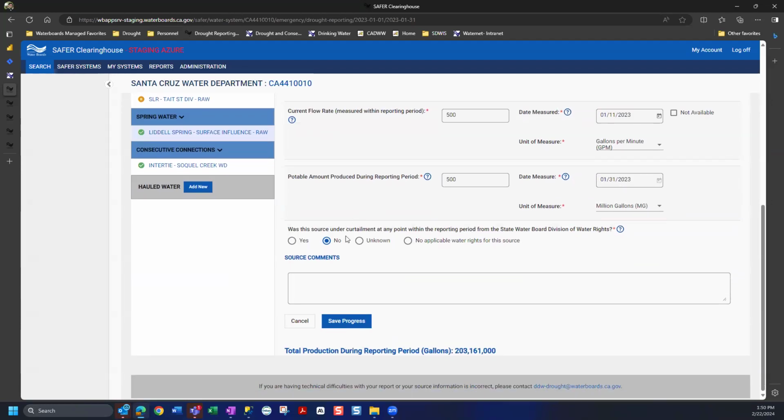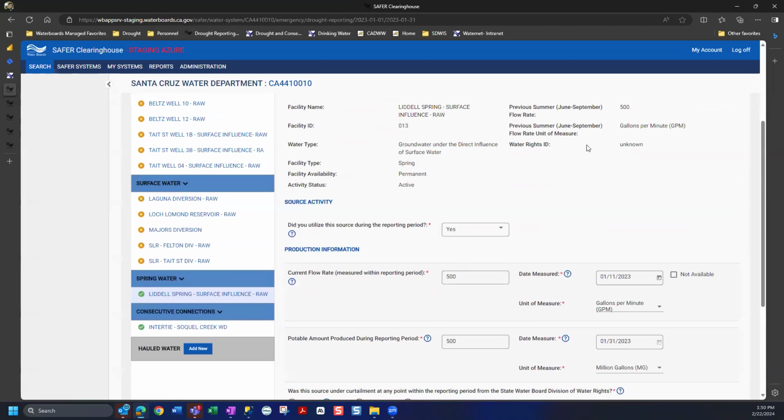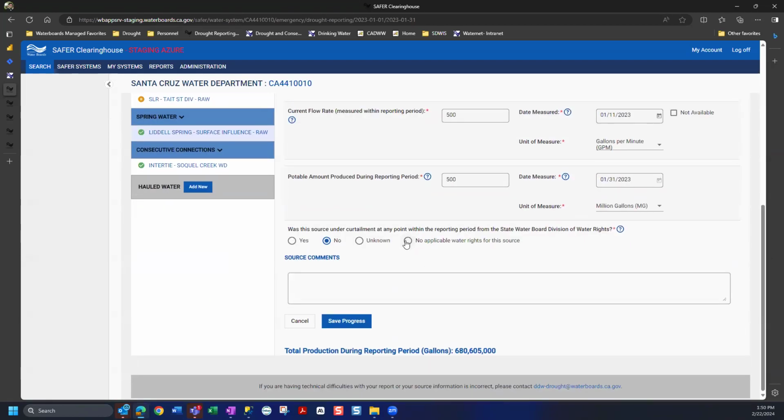The last question is, was the source under curtailment? So if you had a water rights ID, if not, no applicable water rights. If you had a water rights ID, you can mark whether you thought you were under curtailment or not, or whether you don't know. All curtailments have been stopped at this point. So the answer is no if you have water rights or no applicable water rights.